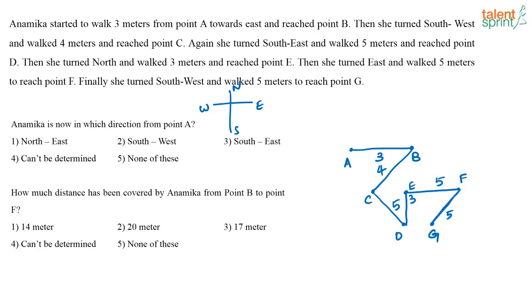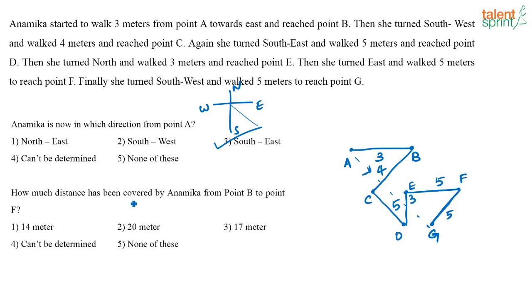Now the first question. Anamika is now in which direction from point A? So this was her starting point, this is her finishing point. So she is going to be in this direction. What direction is this? Southeast. So the correct answer for the first question is option 3, southeast. A lot of you are giving me the correct answer, very good.